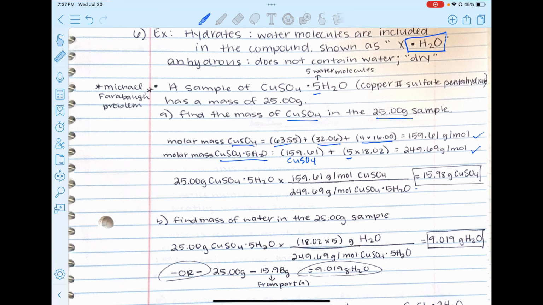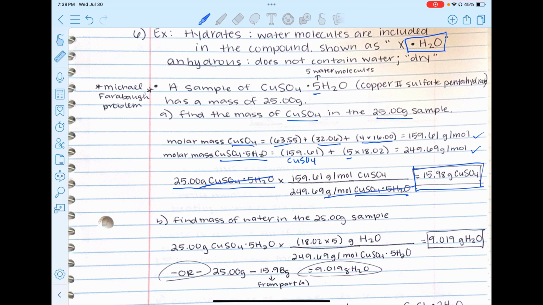So now what we want to do is set that up in ratio just like we did in previous problems. So we're going to take our given value of 25 grams of the whole thing, and we're going to multiply by the molar mass of the copper sulfate over the molar mass of the entire compound, the copper sulfate pentahydrate. Okay, so that is going to allow the grams of copper sulfate pentahydrate to cancel, right, and leave us with grams of copper sulfate.